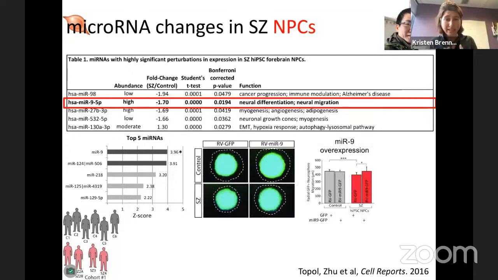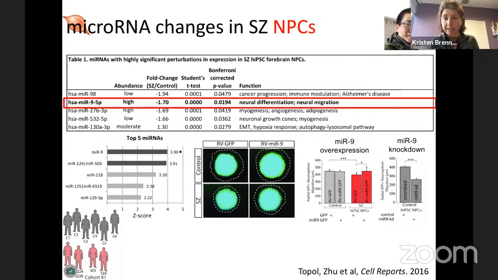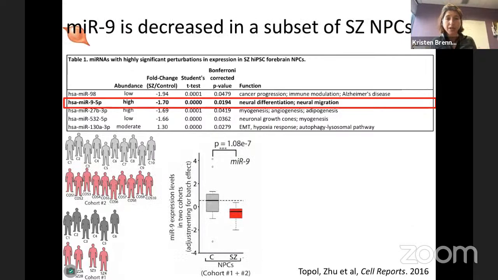And so we cloned it into some retrovirus overexpression vectors, and we were able to show that the decrease in migration that we had observed in patient-derived neural progenitor cells was ameliorated by overexpressing miR9, and it was recapitulated by knocking down miR9 in control NPCs. We then replicated this in a second cohort. So this is the childhood onset schizophrenia cohort recruited by Judy Rapoport. And so here I'm showing you the normalized microRNA expression across both cohorts together. And I'm doing this to help me make 2 points here.